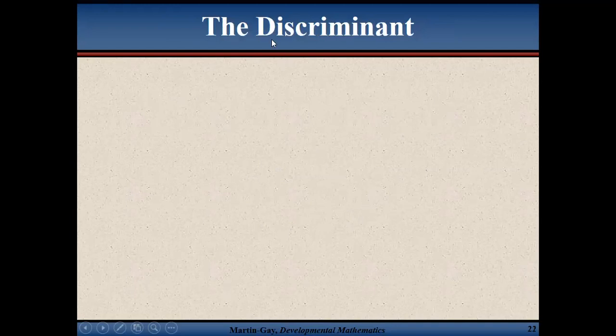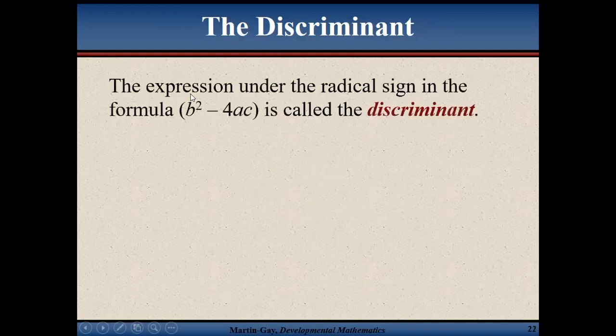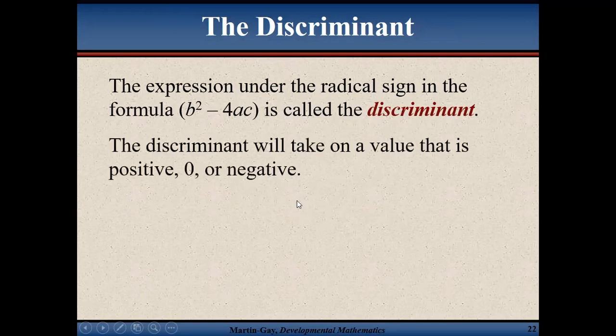Now, what is the discriminant? The expression under the radical sign in the formula, b square minus 4ac, is called the discriminant. The discriminant will decide whether the equation contains a real root or a complex root. The nature of root is real or complex. Okay, the discriminant will take on a value that is positive, 0 or negative. These are the three possibilities of the nature of the root.